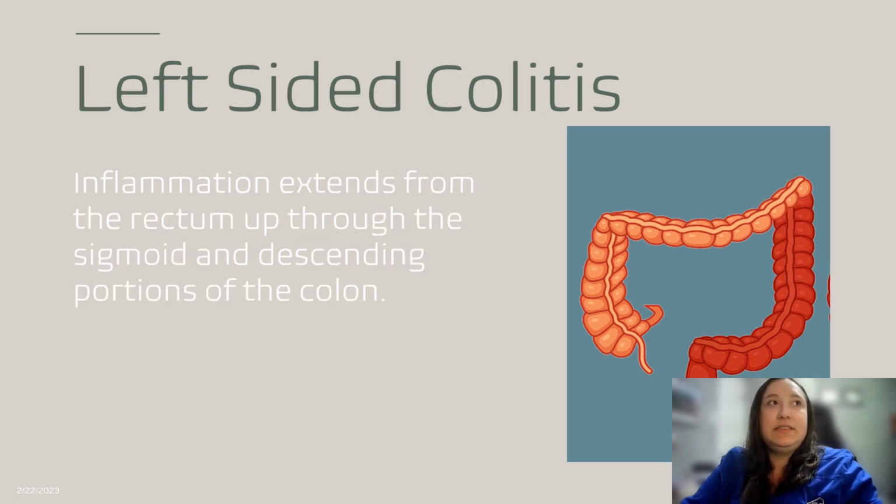Left-sided colitis. This is where the inflammation extends from the rectum up through the sigmoid and descending portions of the colon. So here we have the rectum, and here we have the sigmoid colon, and then this is the descending colon. So it's pretty much the entire left side is affected.